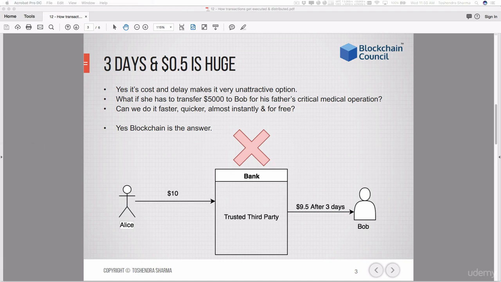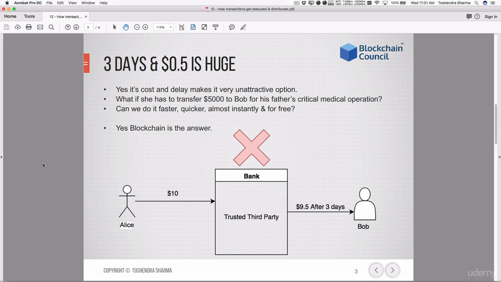What if she wants to transfer $5,000 to Bob for his father's critical medical operation? In that case, this whole system will completely fail, because the criticality of the transfer, the instantaneous transfer to the receiver's account, is the most important part here, and this cannot solve the problem.